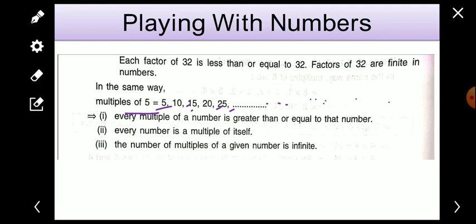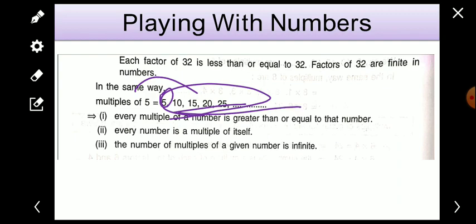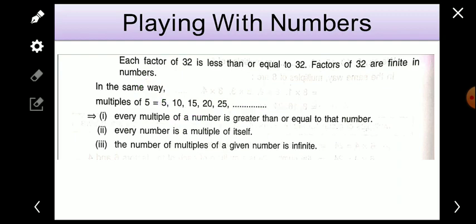Means there are infinite multiples of 5, meaning infinite numbers which can be divided by 5. So we have observed that any number has infinite, countless multiples, and multiples are always greater than or equal to the number. You can see that all the numbers are greater than or equal to 5, except 5 itself, all the numbers are greater. So multiples can never be smaller than the given number. So every multiple of a number is greater than or equal to the number.